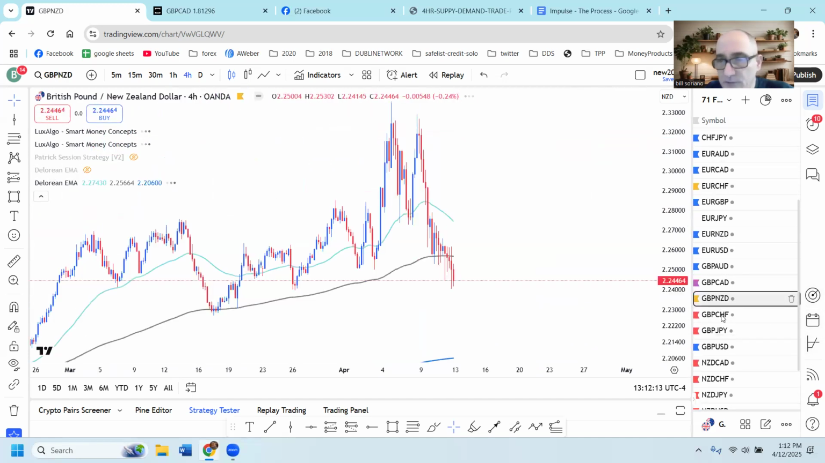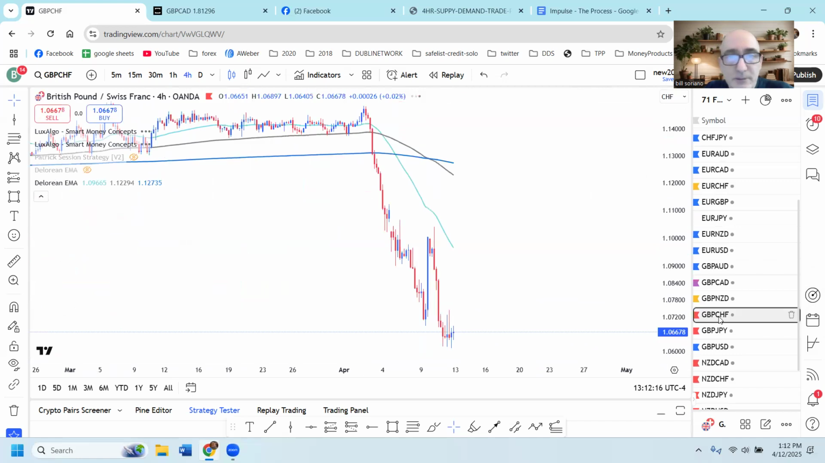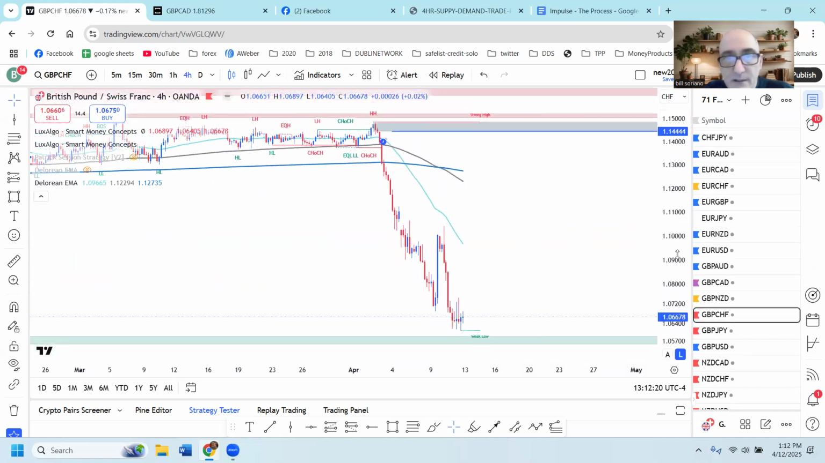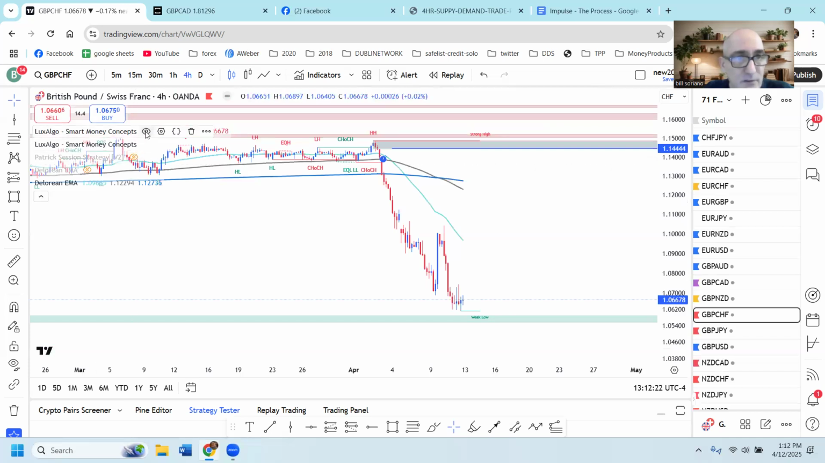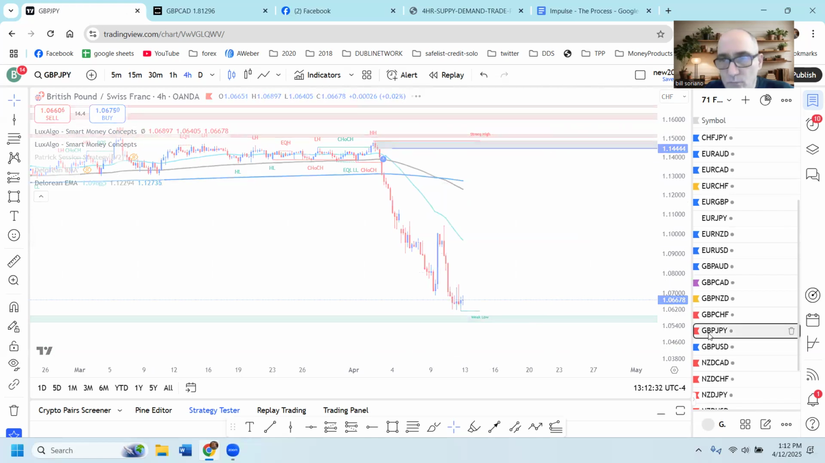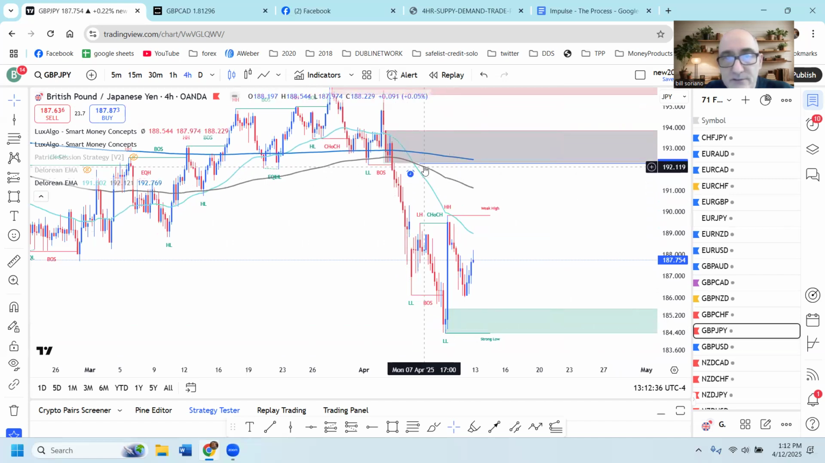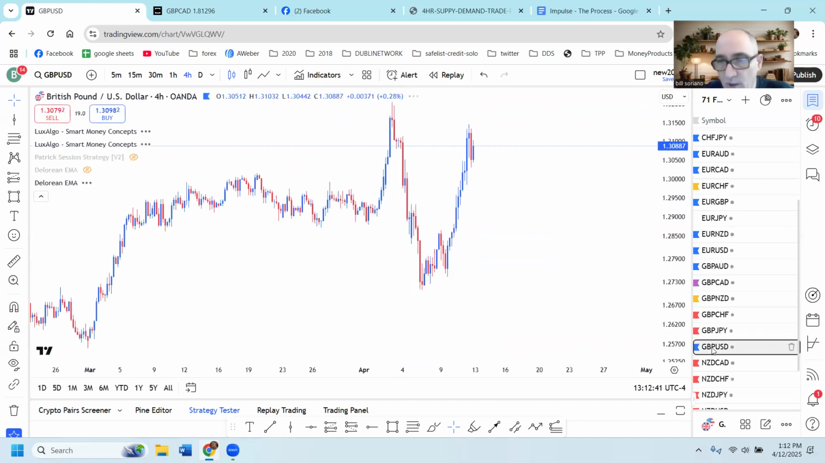GBP NZD, we talked about that already. GBP CHF, this one is bearish, right? And let's make sure our indicators are both on, and this is the only supply zone that we're getting. So it didn't give us a new supply zone in here, even though this looks like a pretty good area. We're not going to mark it up. Here we got this move down, so we got this supply zone to trade from right here in GBP JPY.